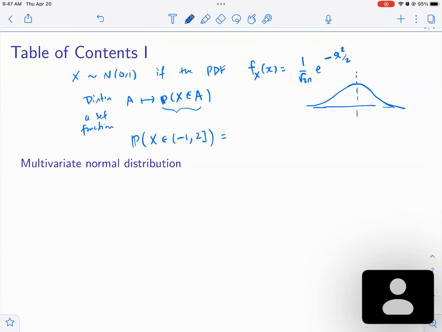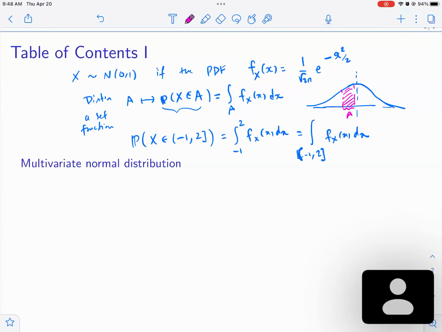So how do you write this? It's the integral from minus 1 to 2 of the PDF. So if you integrate the PDF over that set, you get the probability. If this is the set A, you integrate over it, it's just the mass that's on top of this. It gives you the probability. So the PDF is something whose integral over any set gives you the probability that X is in that set.